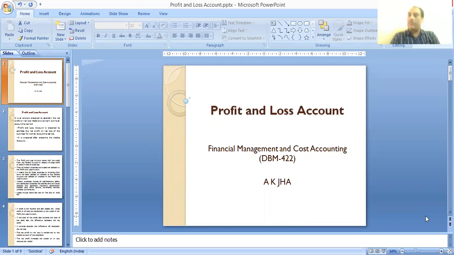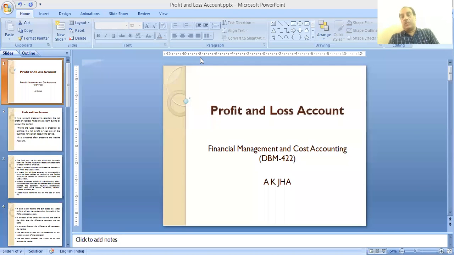Today's topic is profit and loss account. We have already discussed in previous classes the concepts of income statement, financial statement, balance sheet, ledger, journal, and trading account. So we already have enough background about the accounting terms and accounting procedures.